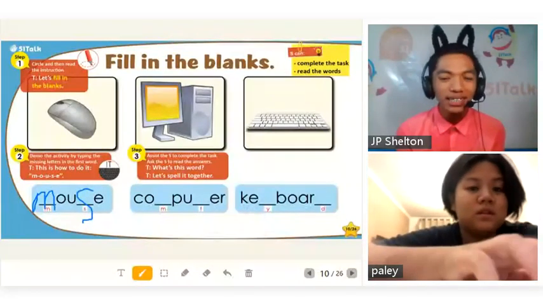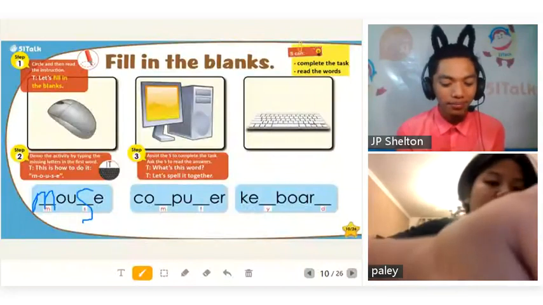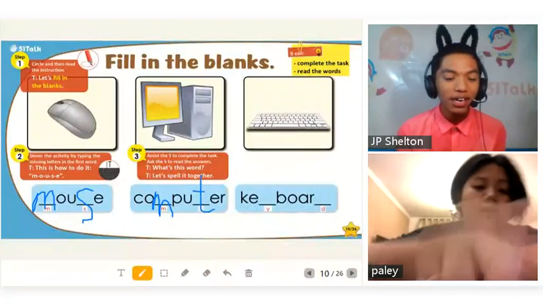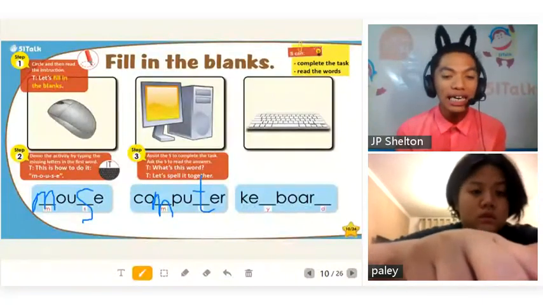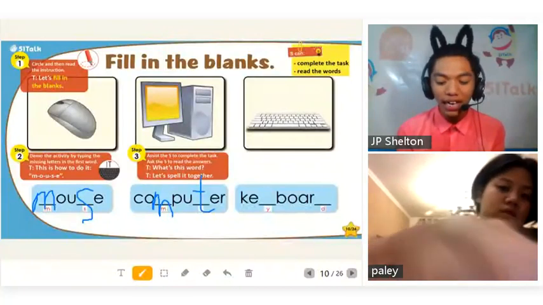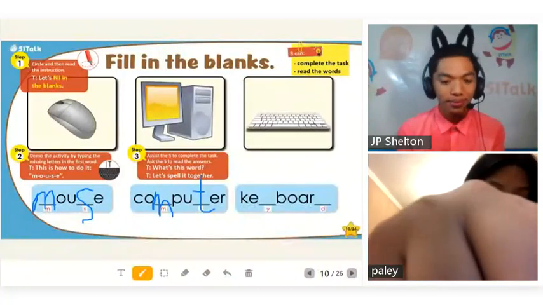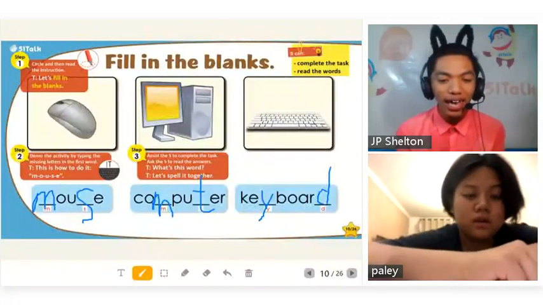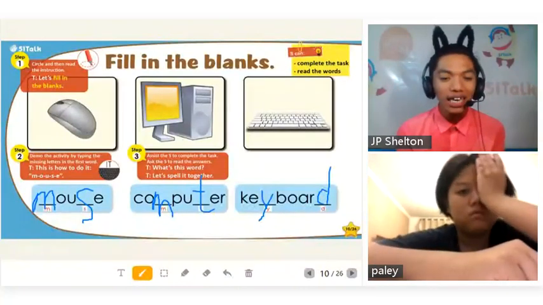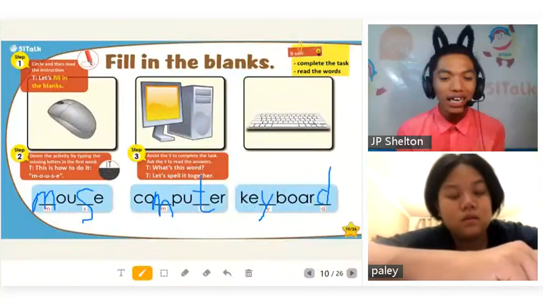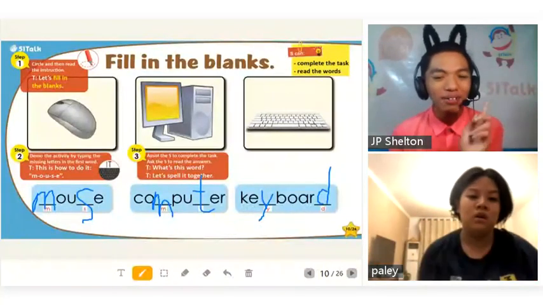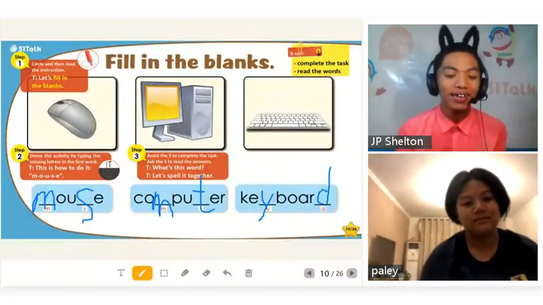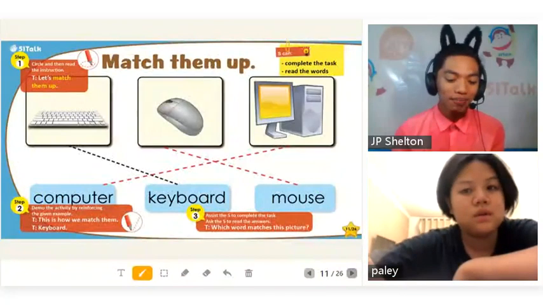Very good. How about the second picture? It's computer. C-O-M-P-U-T-E-R. Very good. How about the third picture? It's keyboard. How do you spell the word keyboard? K-E-Y-B-O-A-R-D. Keyboard. Very good. Great job. Because of that, you got your first reward. Now let's go to the next page.